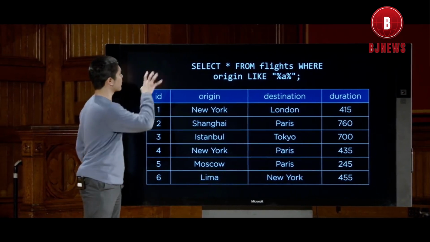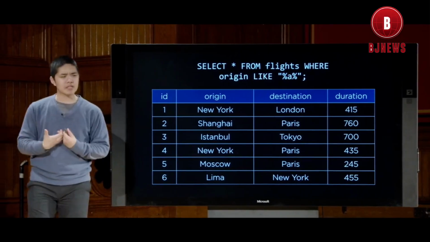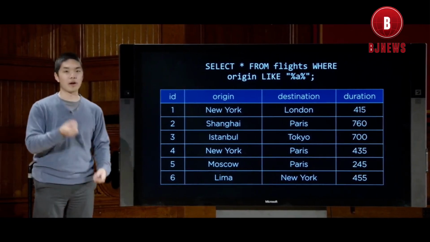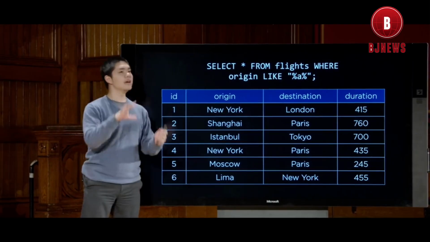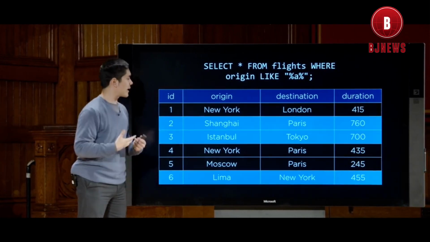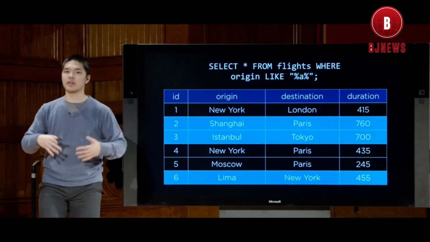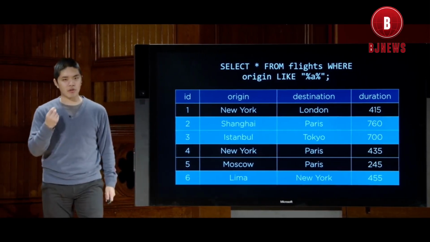And ultimately, what this query is going to do is look inside of the flights table and get back to me all of the results where there is an A in the origin. As long as there is an A in the origin column, it doesn't matter if there are characters before it or characters after it. All of the rows that come back are going to be the rows that just so happen to have an A in it. So lots of ways we can begin to run SELECT queries.